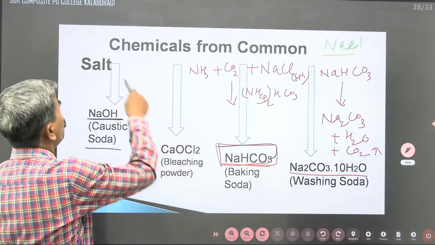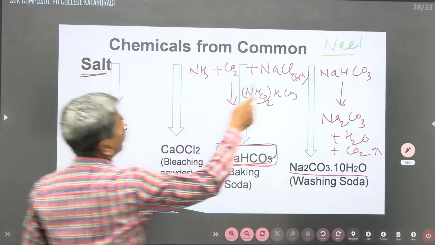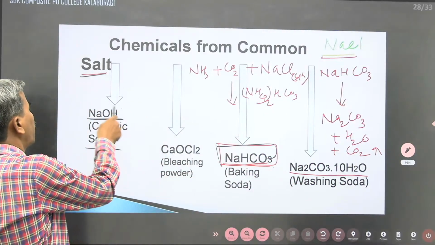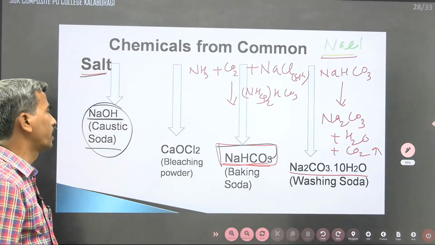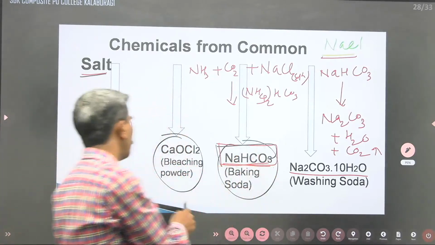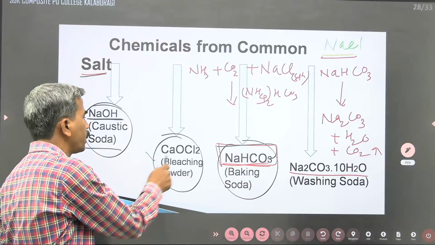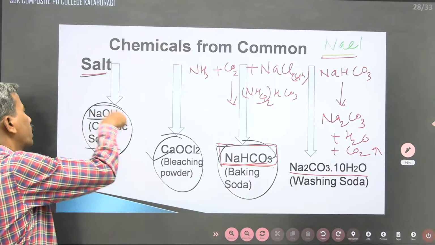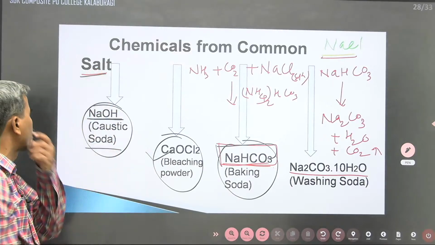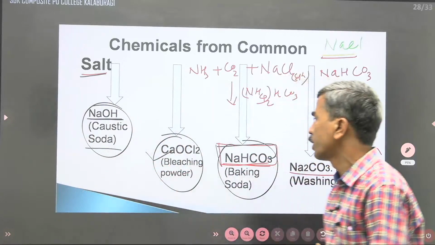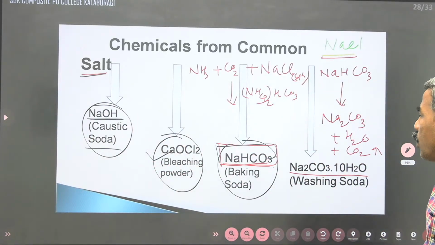So using common salt, that is sodium chloride, we can prepare one of the compounds, sodium hydroxide. I am making it clear here that we cannot make bleaching powder directly from sodium chloride. During the production of sodium hydroxide from sodium chloride, we get chlorine. That is made to react with calcium hydroxide. Then we will get calcium oxychloride.